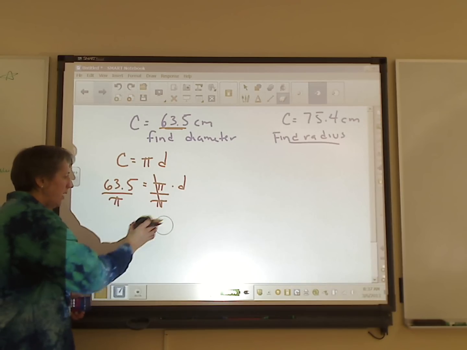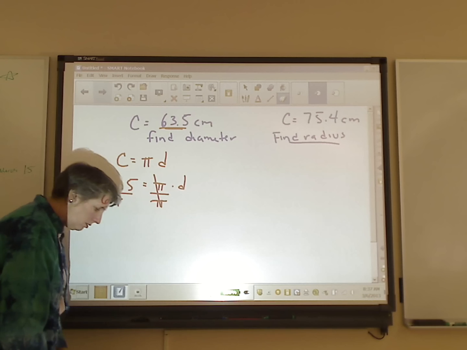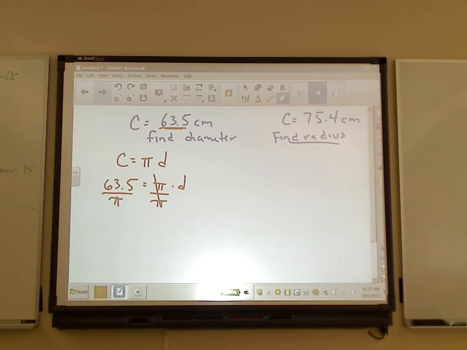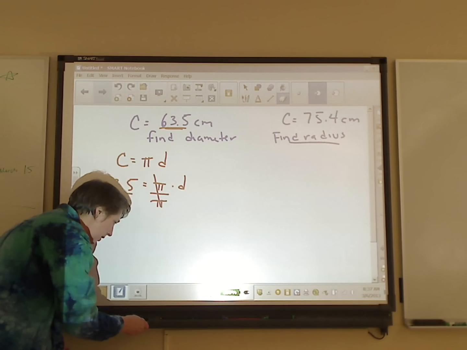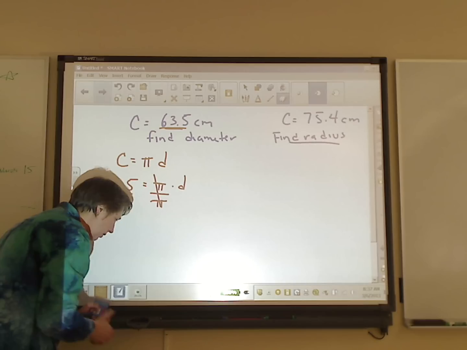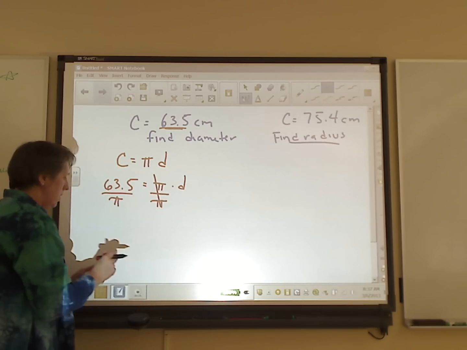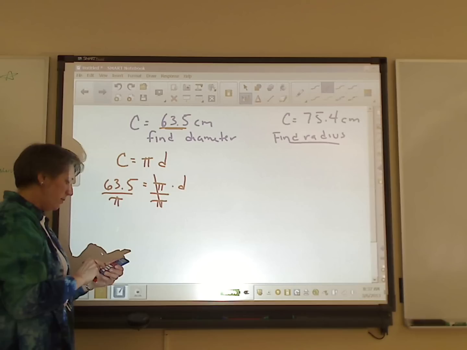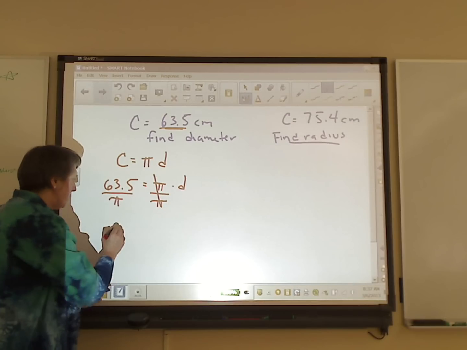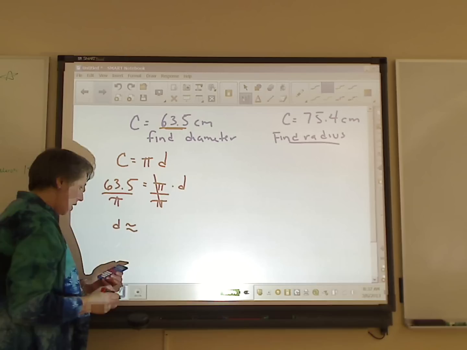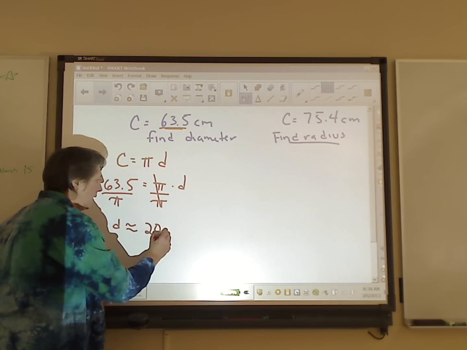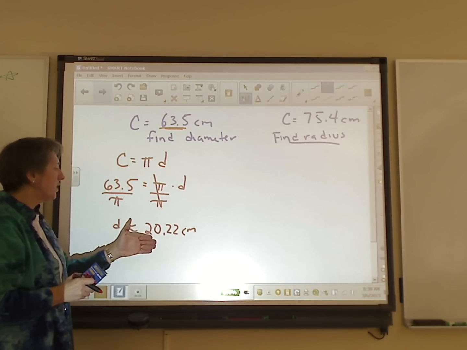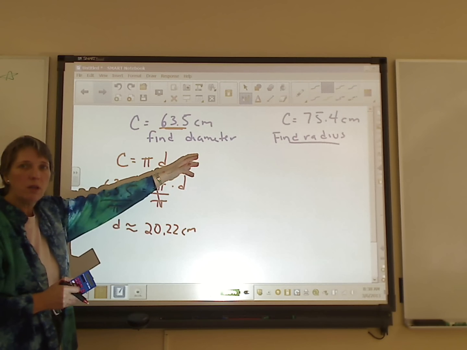All right. So when I divide 63.5 divided by 3.14, I have to write D is about 20.22 centimeters, because it goes on. It only asks for the diameter, so I stop.